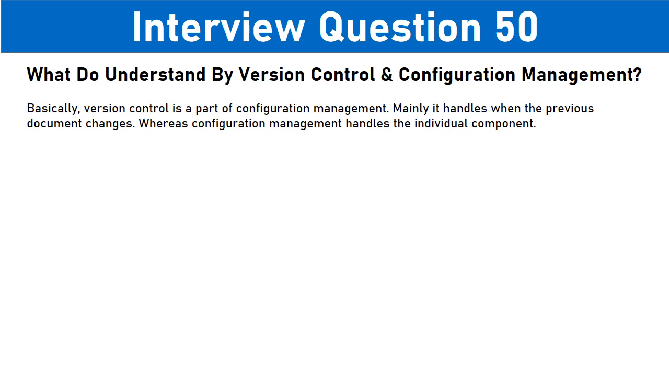Interview question 50. What do you understand by version control and configuration management? Basically, version control is a part of configuration management. Mainly it handles changes to the previous document, whereas configuration management handles the individual component.